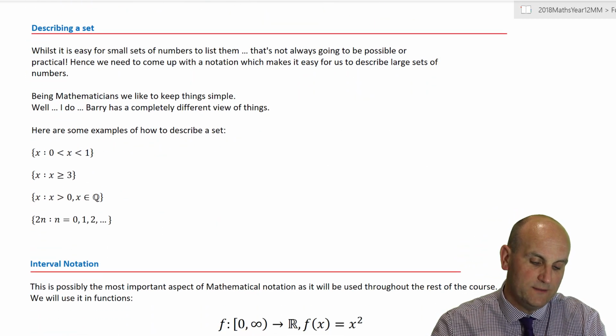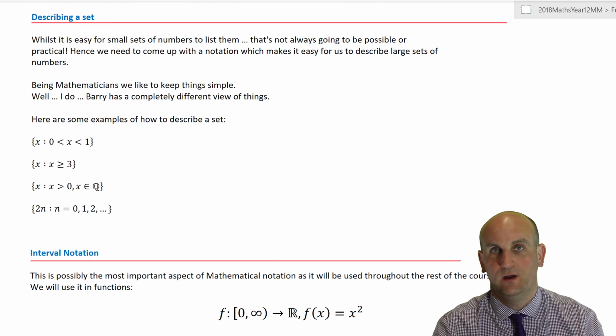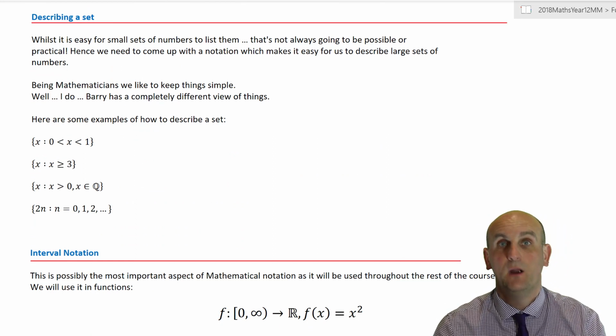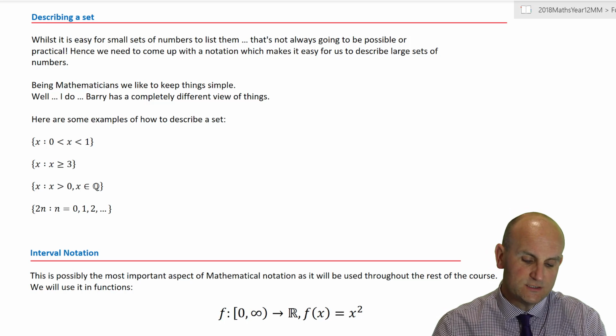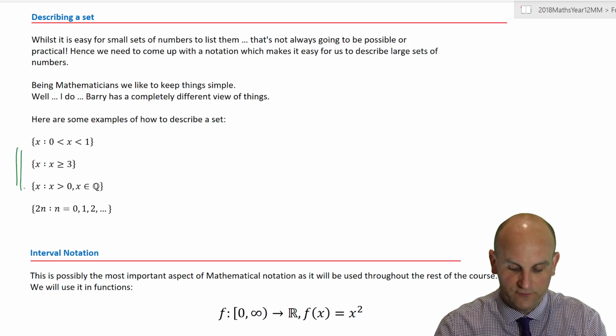Now we can describe sets of numbers in lots of different ways, and we're working almost to the end of this video with interval notation, probably the most important part of the video, and you probably wonder why I don't do that first. Keep you watching. So when we describe a set, we can do it in lots of different ways, and here I show you 4 different ways.